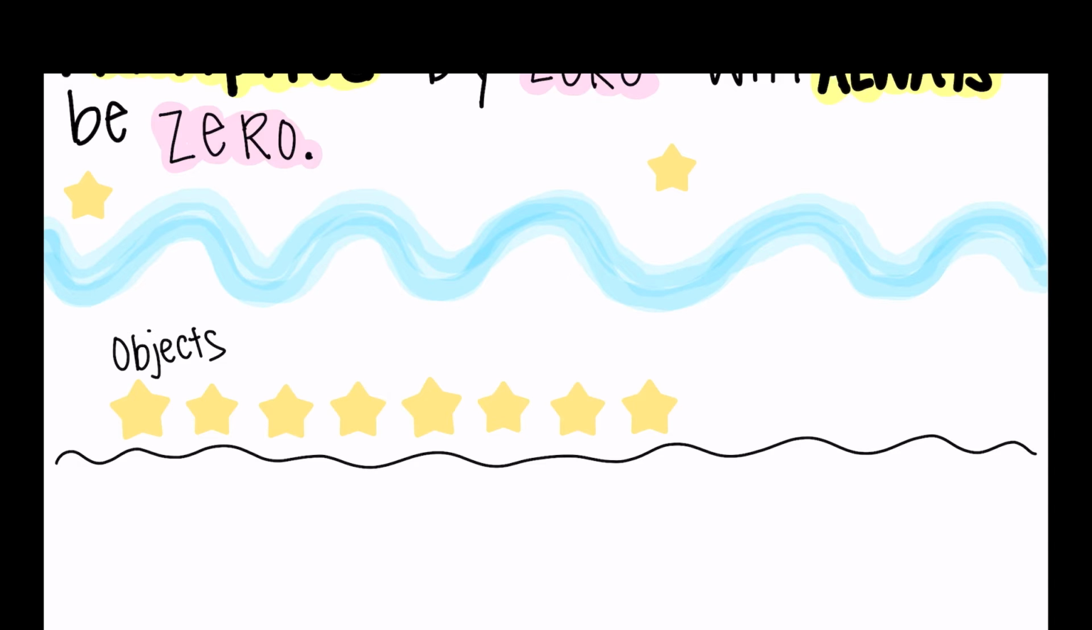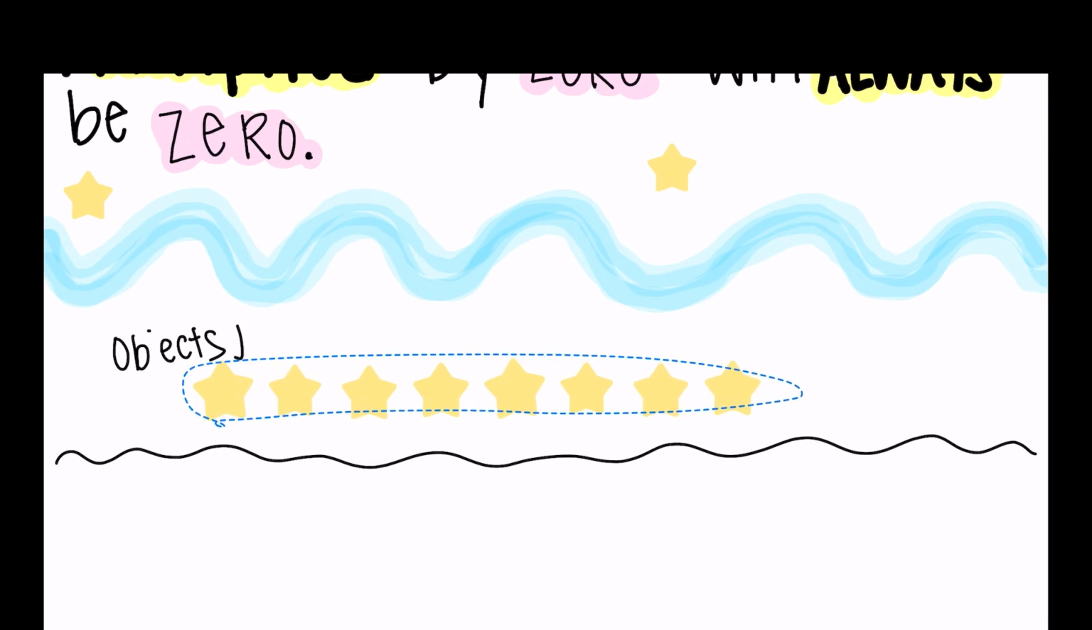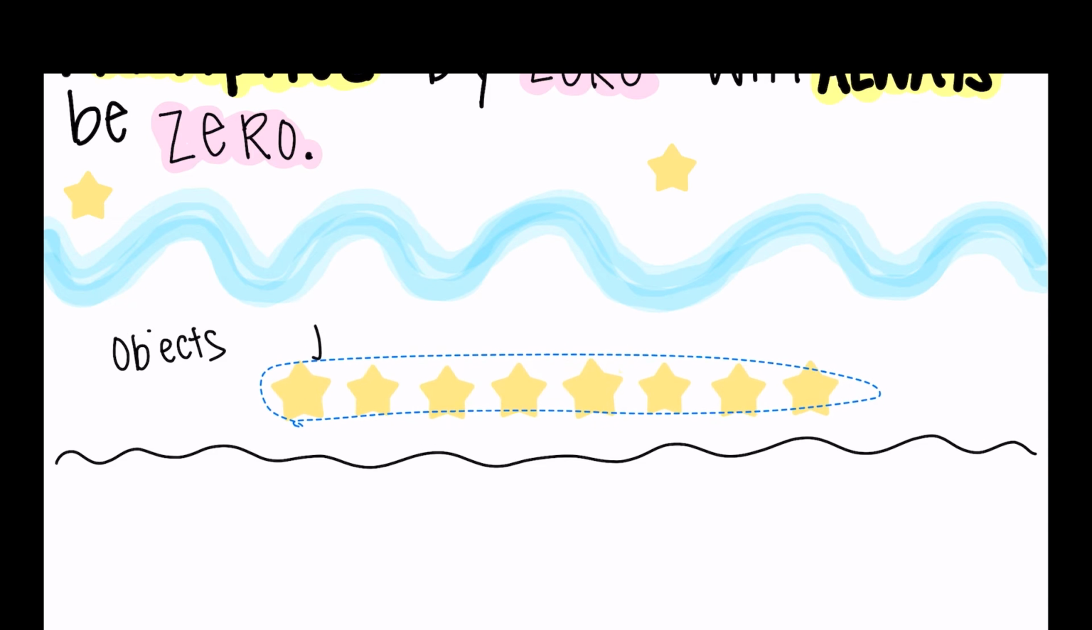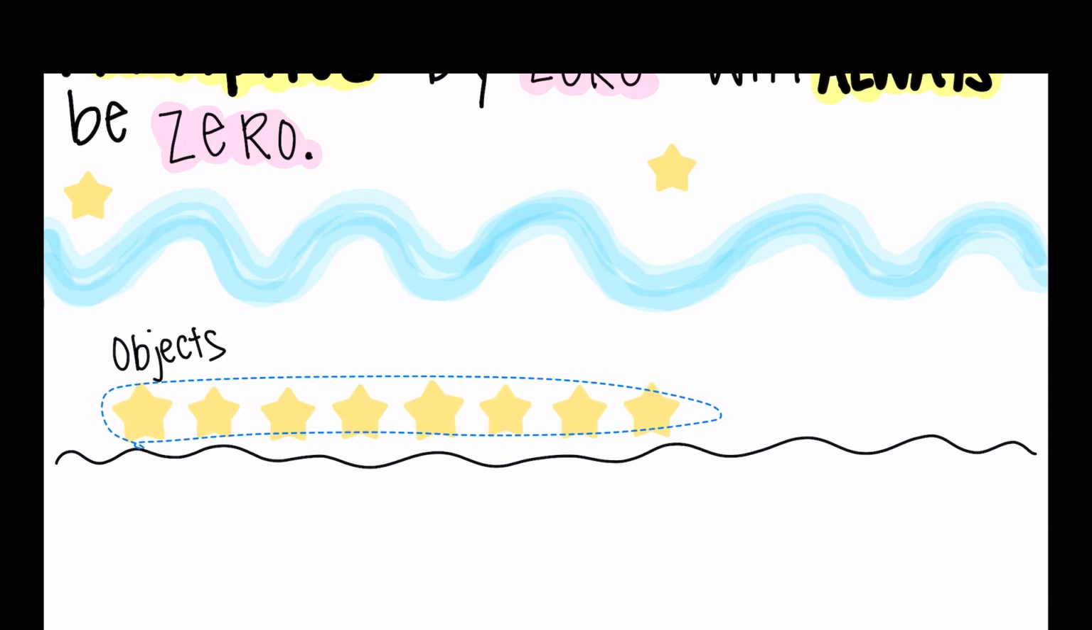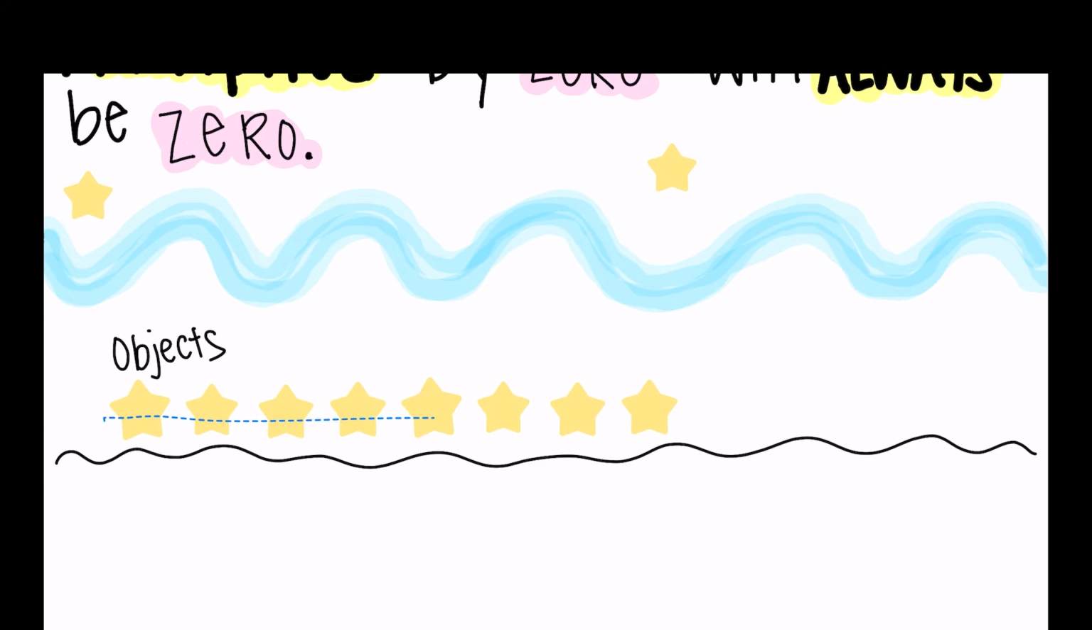Okay, so looking at these 8 objects, this is one group of 8. So if I'm looking at making 0 groups of 8, then what's going to happen is I'm just going to have 0. Because 0 groups of 8, there would be nothing there. Okay, so let's look at it from another view.